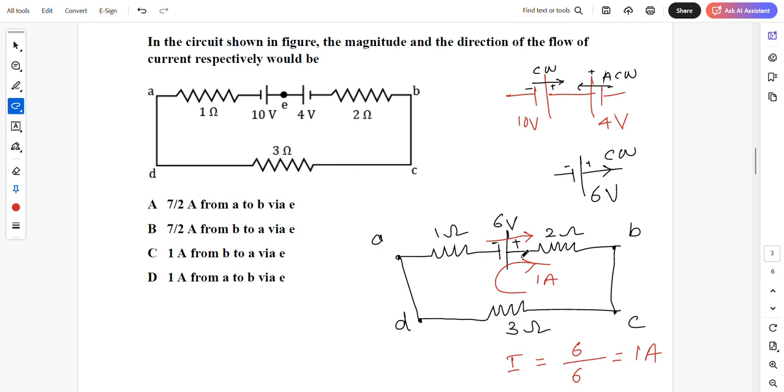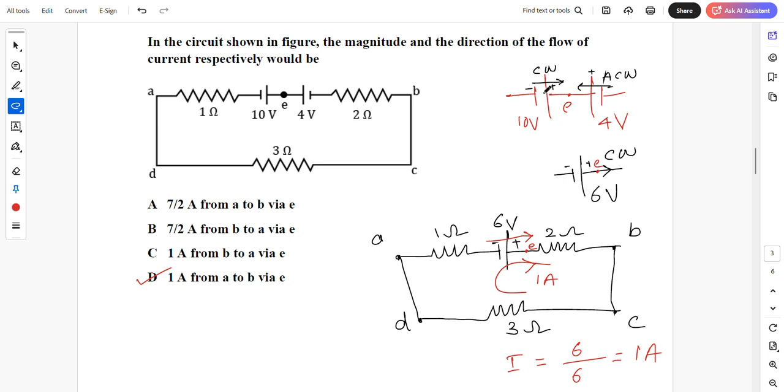Where is E? E is somewhere here. E was here, and now I have written E here. So what is the total current? The total current is 1 ampere, and it is flowing from point A to B via E. This is the right answer. Hope you have understood. This is very, very important.